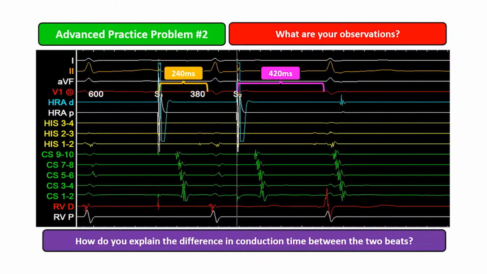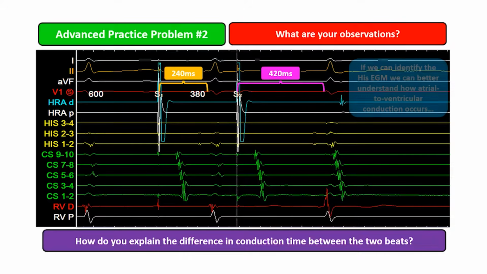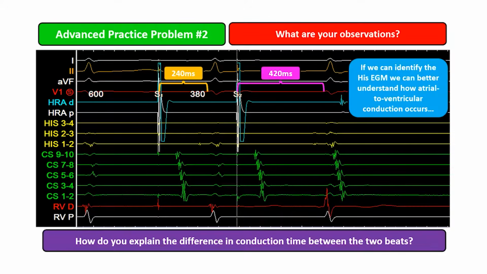Well, we have intracardiac electrode recordings to help us. If we can identify the HIS electrogram, we can better identify how atrial to ventricular conduction occurs. Here are examples of our nice, well-measured HIS EGMs.